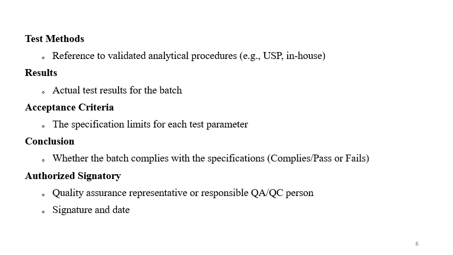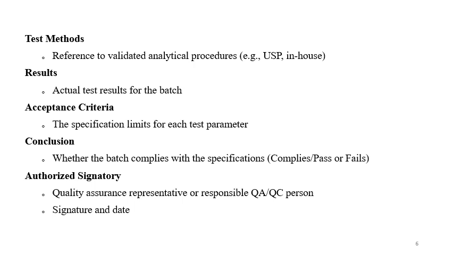Acceptance criteria will be there, which will provide the specification limits for each test parameter, and conclusion, whether the product complies to the specification or not. That means whether it is passing the quality criteria or it is failing. Sometimes the batch is rejected or batch is released. It is given like that in the conclusion. Then it will have the signatures of the quality personnel, QA/QC persons, and the date.